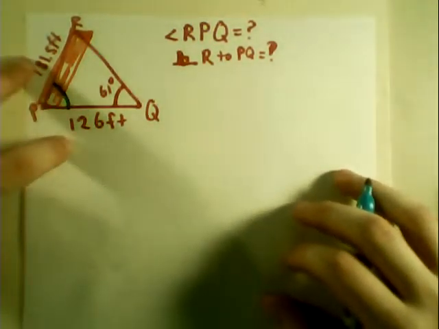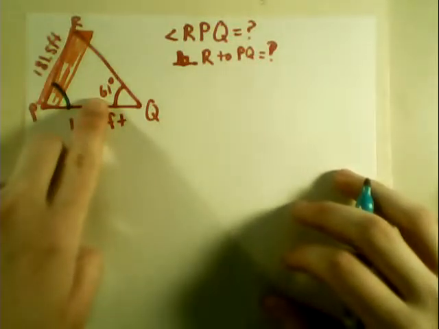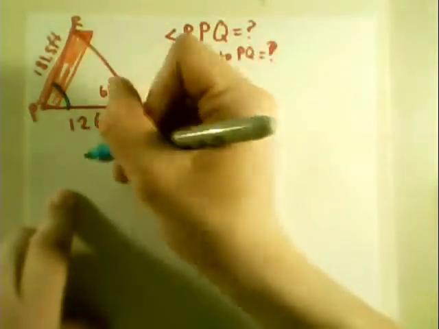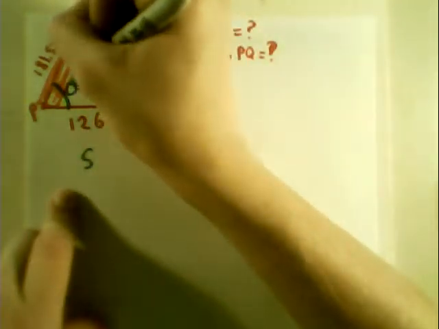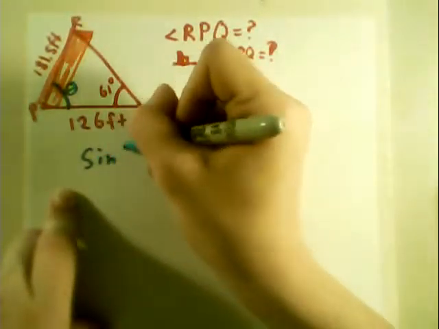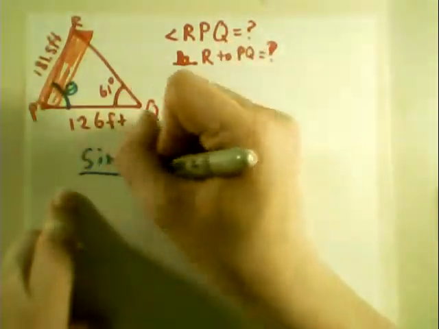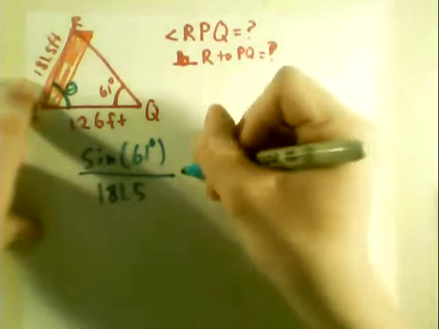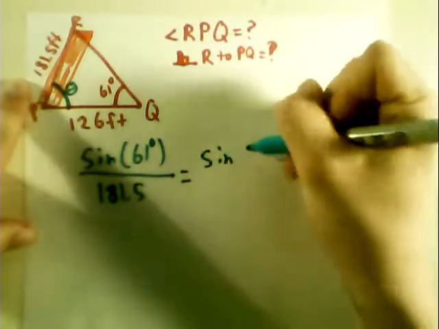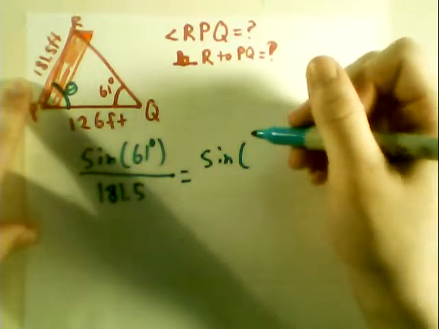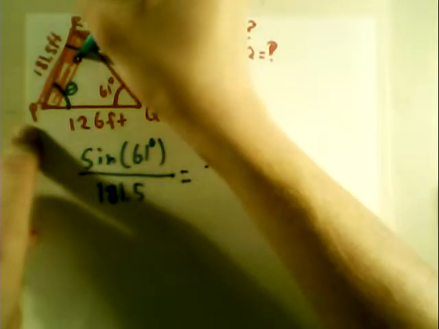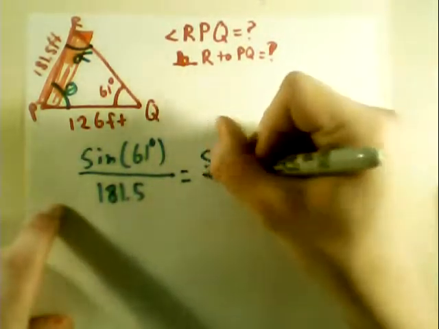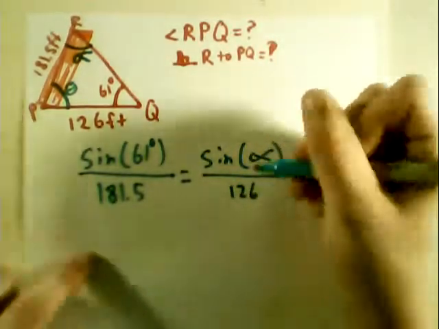So since we know 2 sides and one of the angles opposite to the sides, we can use law of sines. So let's go ahead and apply it. And let's call this angle theta. So sine of 61 degrees divided by the length opposite it equals sine of, we're going to first have to find alpha. So sine of alpha and 126.